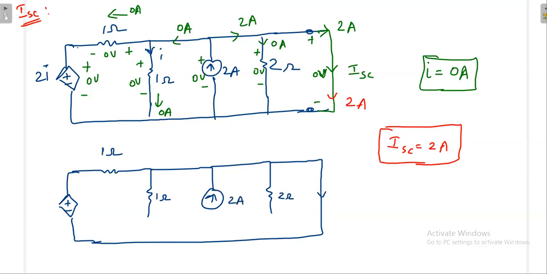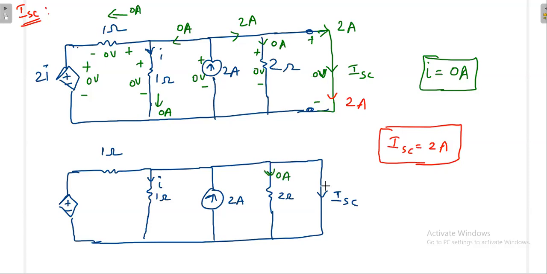Okay, this is ISC. This is I. Now see, high SC current is coming here. What could be the current here? At least you should know this, because if this is short, entire current will go through the short. This resistance is useless. Then here 0 ampere of current will come.